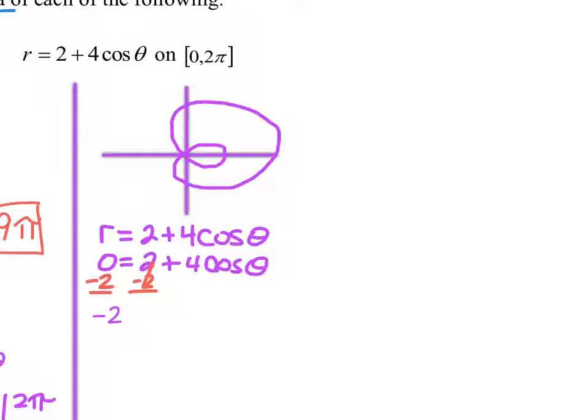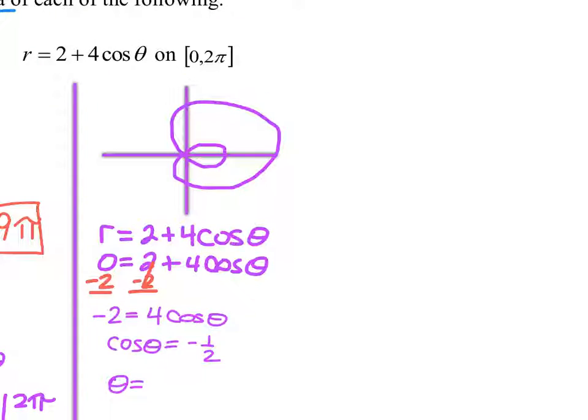So negative 2 equals 4 cosine theta, which means cosine of theta, if I divide by 4, is going to be equal to negative 1/2. A unit circle thing, it's just there all the time. It's crazy. It's like I wasn't lying before when I said the unit circle is important.